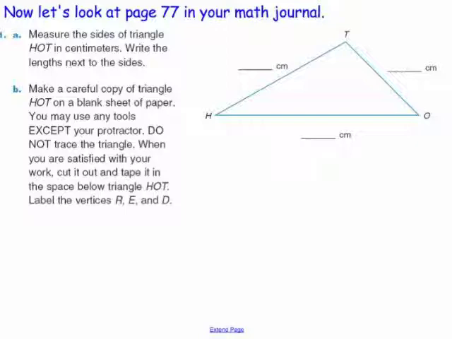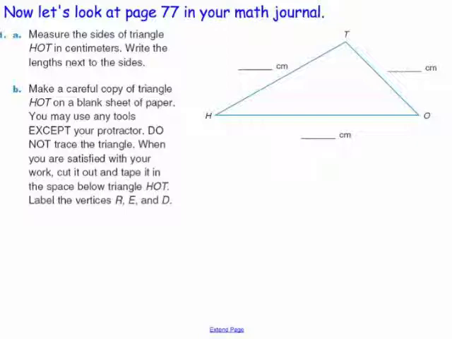If you haven't had your congruent triangle checked yet, Miss Mowry or Mrs. Conrad's, please raise your hand so you can get that checked before you move on to page 77. On page 77 in your math journal, you're going to do two things. First, A asks you to measure the sides of a triangle hot in centimeters. Write down the lengths next to the sides. Centimeters, remember, are smaller than inches and they're on your ruler.